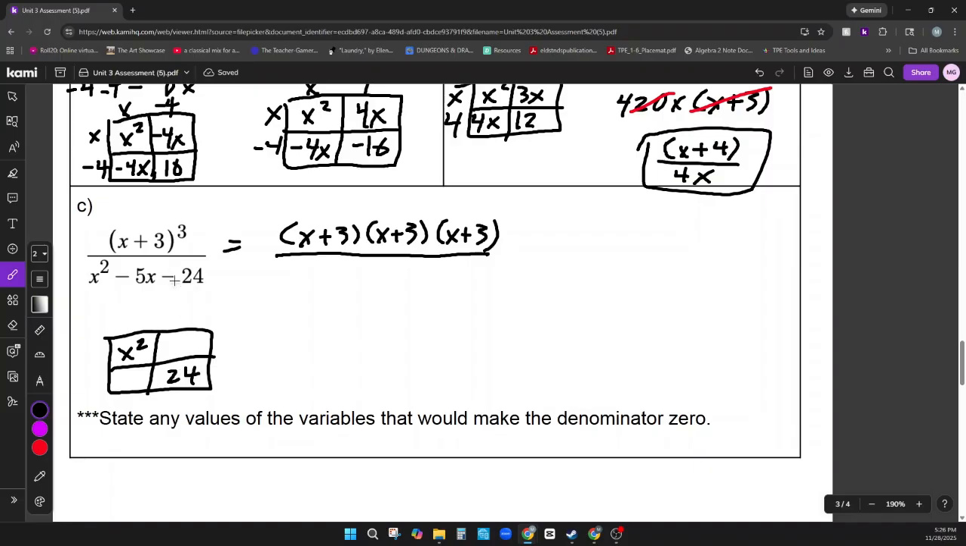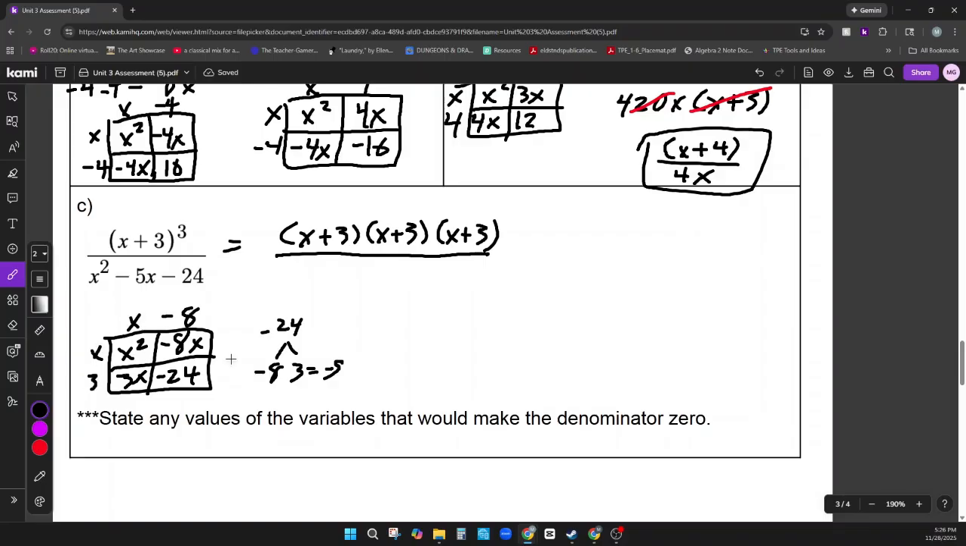I'm looking for a combination of what times what gives me 24. That will give me 5x. And the combination that is going to work should be negative 24. Negative 24, I get negative 8 and 3, which will give me negative 5. So this combination works. I'm going to put in negative x, 3x. It's going to be x and x, meaning negative 8.